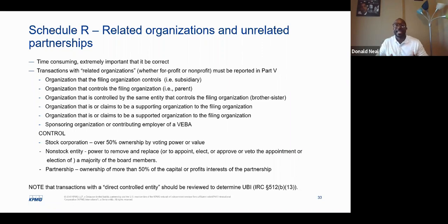If you are the organization that is being controlled, then you just check the box on the transactions that are happening. You do not have to list the amounts. So just something to think about.